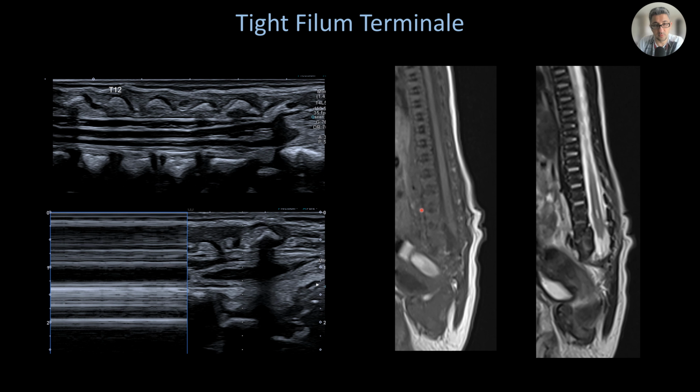And when there is a tight filum terminale, we see the low insertion of the cord. As you can see here, the cord is low lying. With the correlation of MRI, the cord is low lying. And on the ultrasound, we don't see the normal pulsatile motion of the spinal cord. This is the B mode ultrasound.